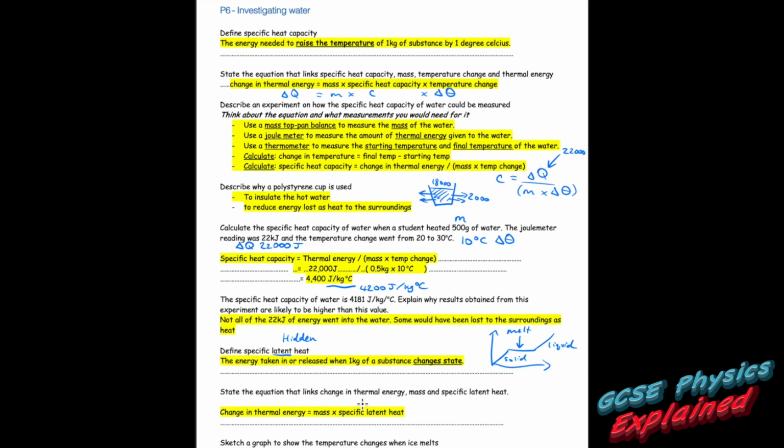State the equation that links change in thermal energy, mass and specific latent heat. So that particular equation is change in thermal energy equals mass times by specific latent heat. So that would be delta Q equals M times by L. So it's a lot easier than this equation up the top.